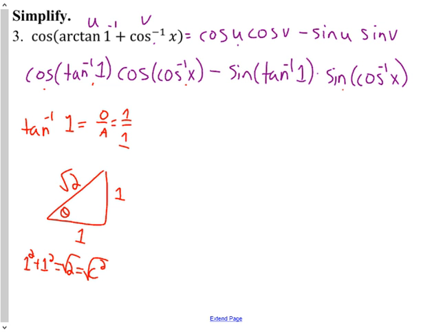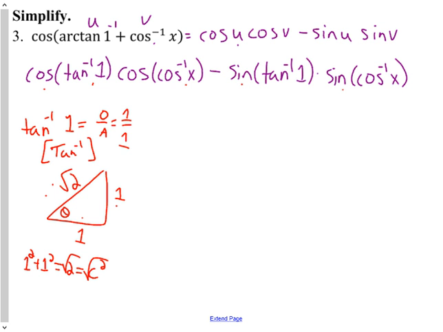There's that triangle. I can now find cosine of tan inverse. Again, this is the tan inverse triangle. So now I can find cosine. Cosine of that would be adjacent over hypotenuse, 1 over square root of 2. I could also find sine, 1 over square root of 2, doing opposite.